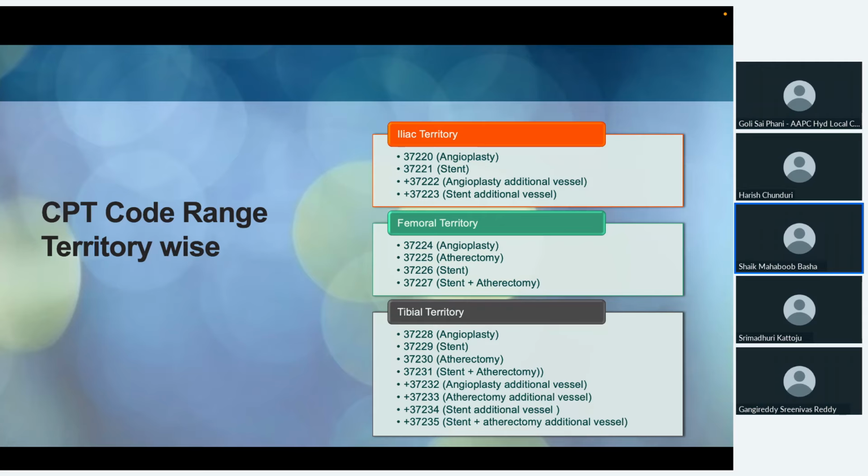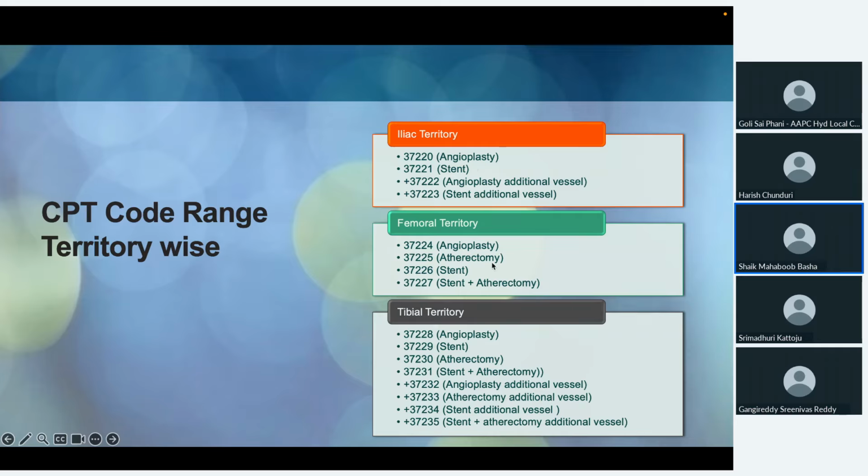37232 is angioplasty for an additional vessel of the same laterality on the tibial side. Then 37233 is for atherectomy whenever the physician performs it on an additional blood vessel of the same laterality on the tibial territory. Then 37234 applies whenever the physician places an additional stent in a different blood vessel on the same laterality side again. Then 37235 is an add-on code we give for the stent plus atherectomy combo when the physician performs it on multiple vessels. So by seeing this picture overview, can you guess something?